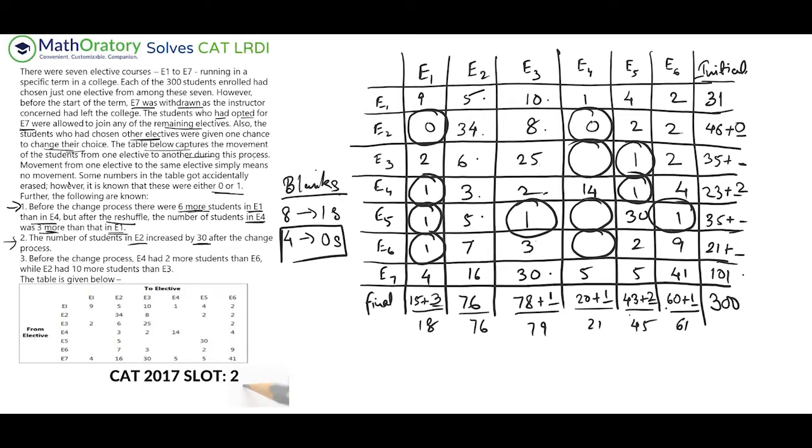Now 3 says, before the change process, E4 had 2 more students than E6. Before the change process, E4, we already know the total. E4 before the change process is 25, right? And E4 had 2 more students than E6. So E6 should have 23, which means that this has to be a 2. So both the blanks have to be 1. So this 1 is done.